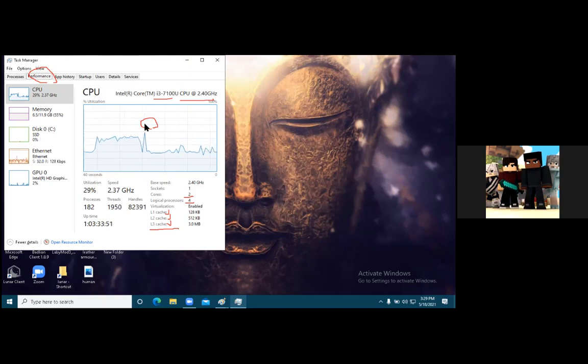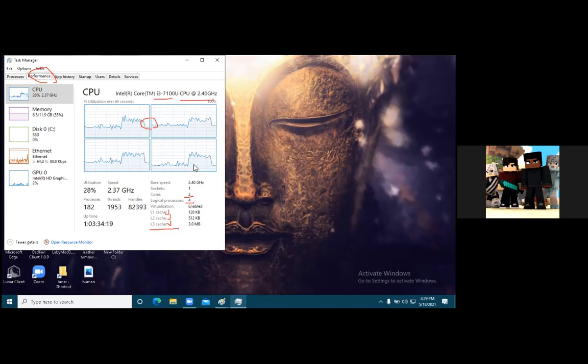Then there is something called change graph to. You can change the graph to logical processors, right? Logical processors. And now you can see all 4 cores, how core 1, core 2, core 3, and core 4 work in your computer. And you can see the utilization. So you can see it's around 50% utilized, right?